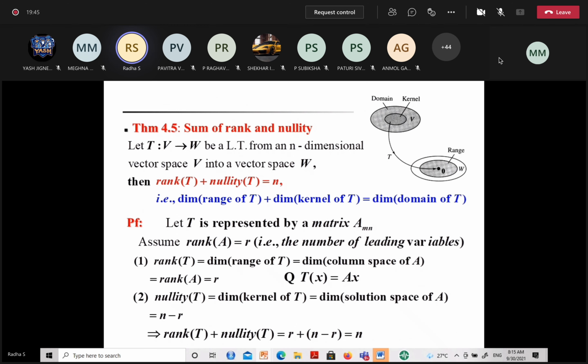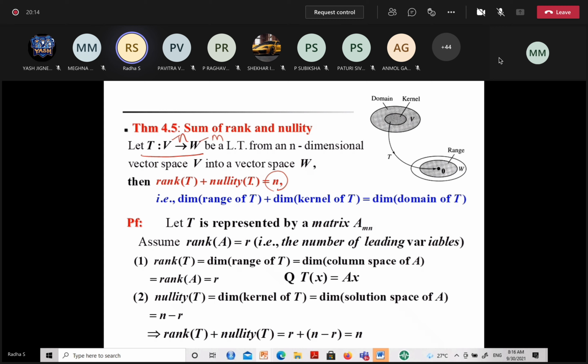Very important. See, this point is very important. T is a linear transformation. Don't go for any proof, only problems for you. So T is a linear transformation from V to W. V is n-dimensional and W is m-dimensional. They have not mentioned. So then rank of T plus nullity of T is equal to n. What is n? The dimension of the domain.